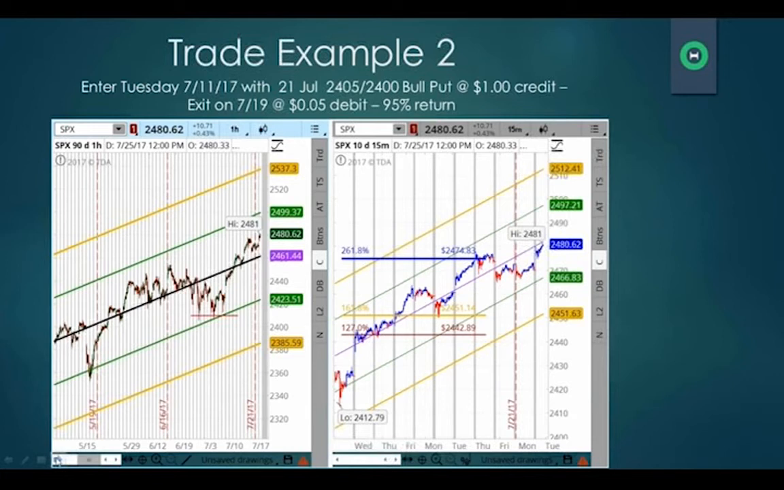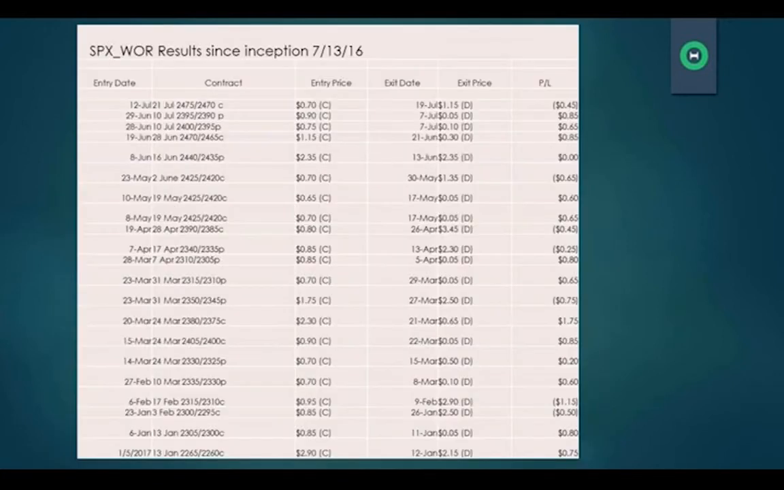Happens all the time. These trades happen all the time. Now, this is an eye chart, and I don't expect you to spend a lot of time on it, but basically what I wanted to show you is the track record since I brought this to the public last July.